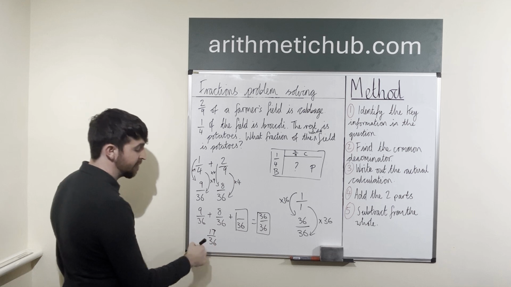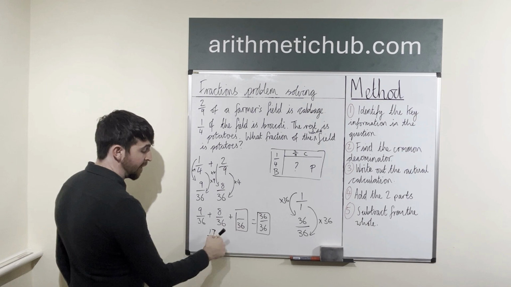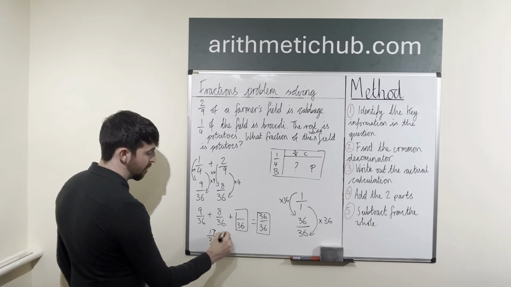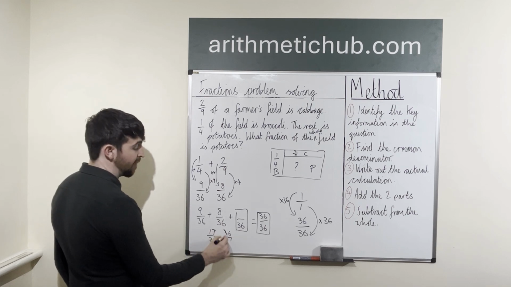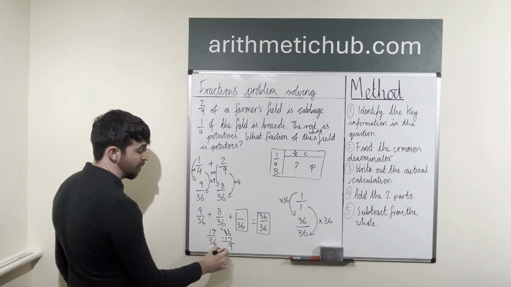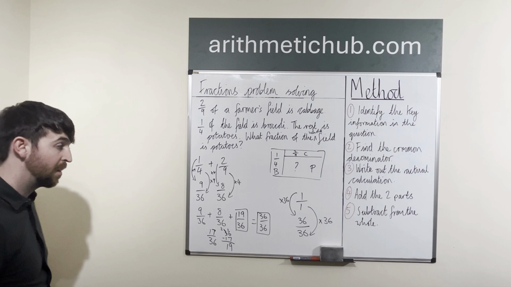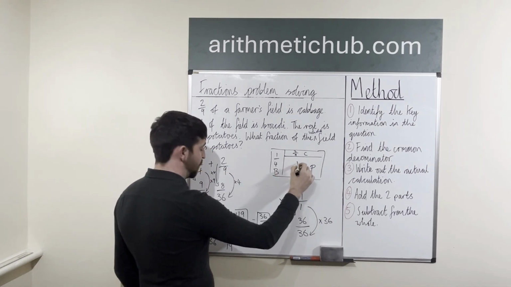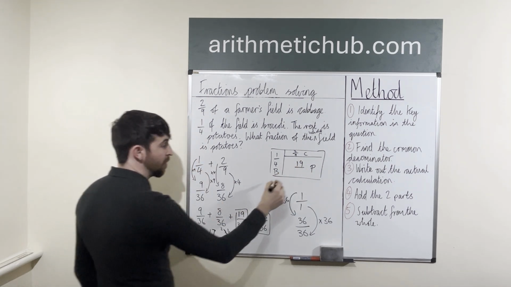17 over 36. And now what I can do is say, right, I need to find out what I need to add to 17 to get to 36. So all I would do is I would say 36 minus 17. 6 minus 7 I can't do. 16 minus 7 is going to give me 9. 2 minus 1 is going to give me 1. 19 over 36. And now I've worked out what part of the amount of the field that is potatoes. It'd be 19 over 36.